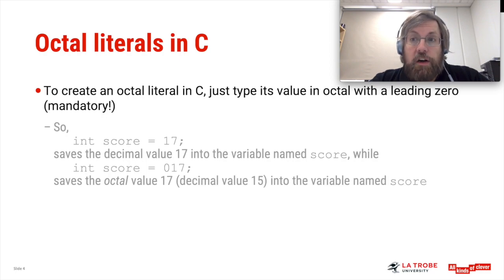To create an octal literal in C, just type its value in octal with a leading zero, and the leading zero here is mandatory. That's why you couldn't type a decimal integer with a leading zero, because C would try to treat it as an octal value. So int score equals 17 saves the decimal value 17 into the variable named score, while int score equals 017 saves the octal value 17, which is the decimal value 15, into the variable named score.